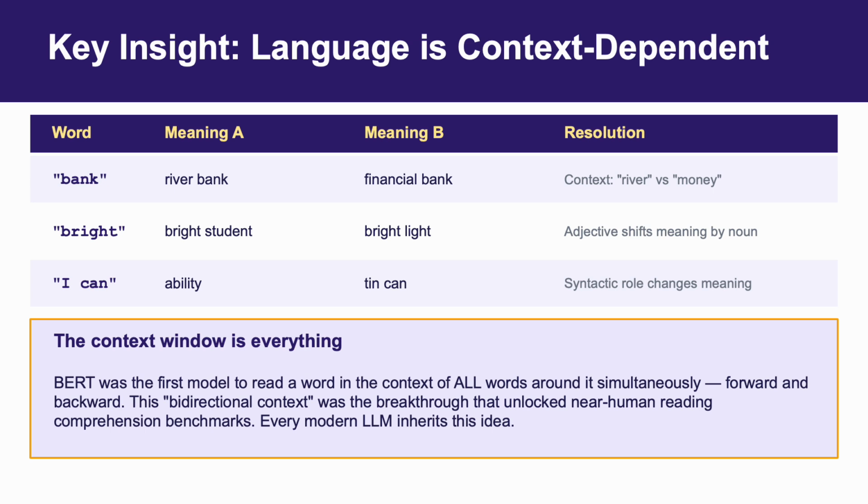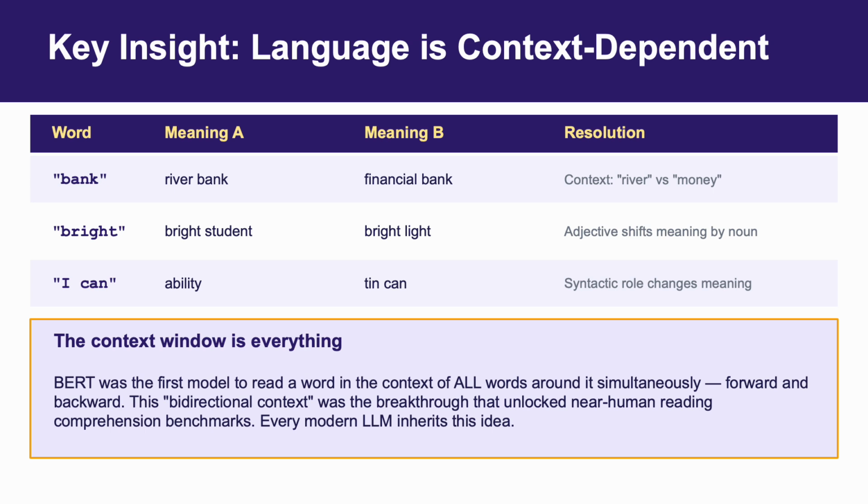A context-aware model like BERT produces a different vector for "bright" in each of these sentences, capturing the different meaning. A simple word embedding model would produce the same vector every time and miss the distinction entirely. BERT was the first model to read a word in the context of all words around it simultaneously, forward and backward. This bidirectional context was the breakthrough that unlocked near-human reading comprehension benchmarks. Every modern LLM inherits this idea.